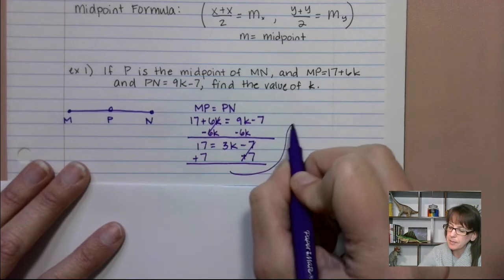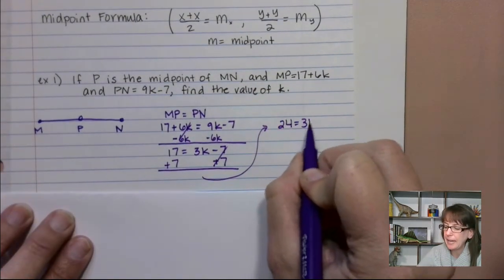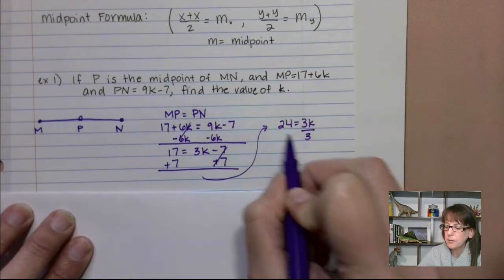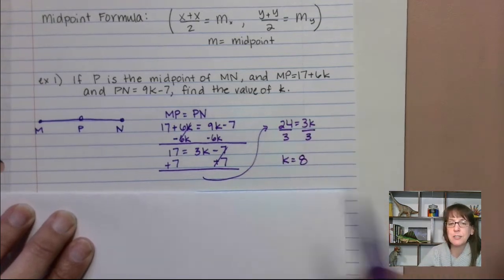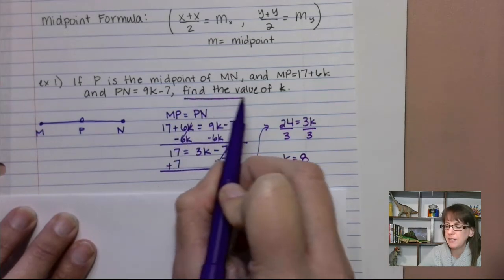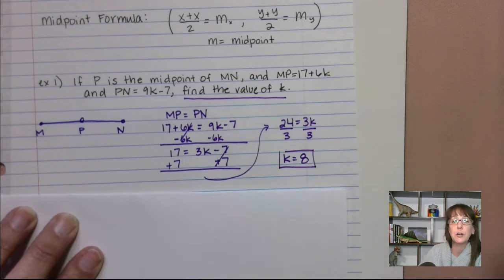I'm going to write this right up here. So we have 24 equals 3K. Divide both sides by 3, and we get K equals 8. Now let's go back, make sure we're answering the question. It says find the value of K. Did we find the value of K? Yes, we did. So we have answered this question correctly.